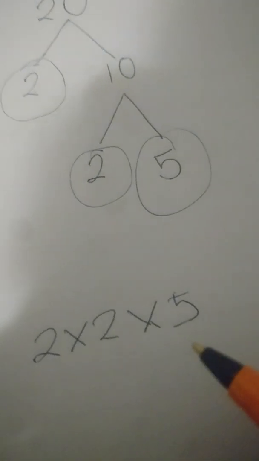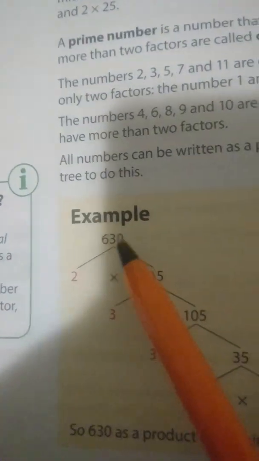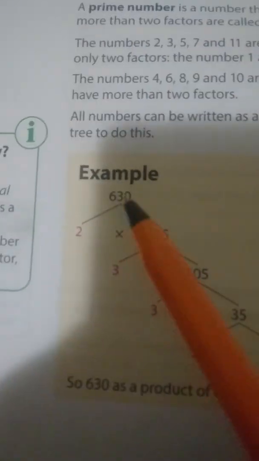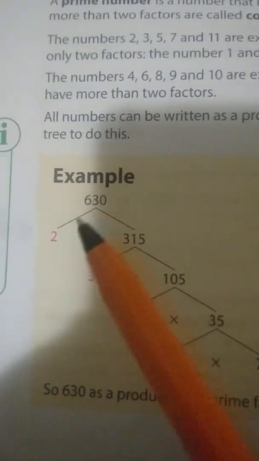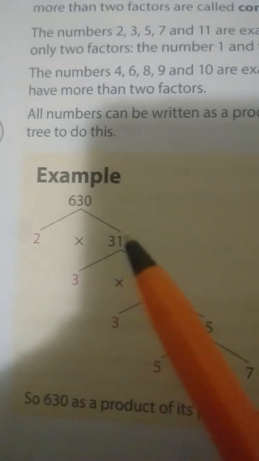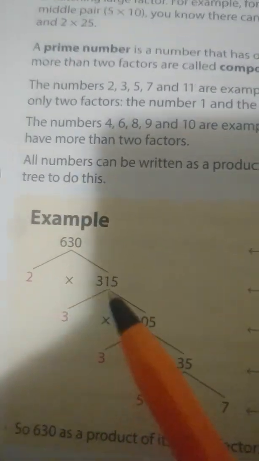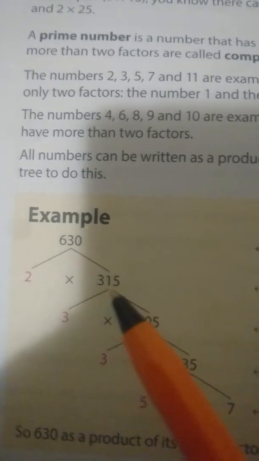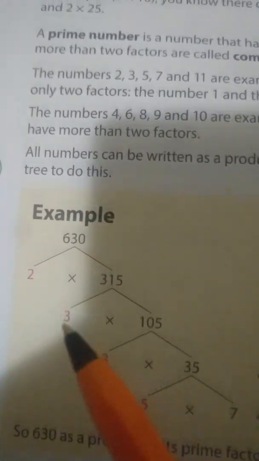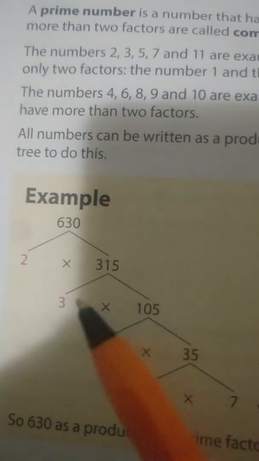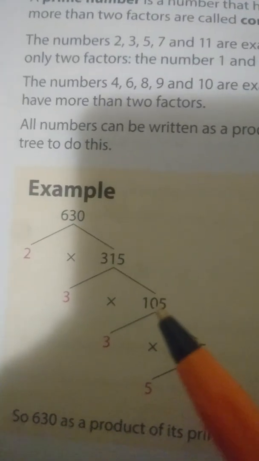Okay, let's do a much bigger number. Let's look at the example in this textbook. By the way, you have to take down this example. 630, we are writing it as a product of its prime factors. So we are going to firstly divide it by 2. When we divide it by 2, we get 2 times 315. Now, 2 is already a prime factor. We cannot simplify it. However, we can simplify 315. 315 is not divisible by 2. So we try to see if it is divisible by 3. And it is. 3 can go into 315 105 times.